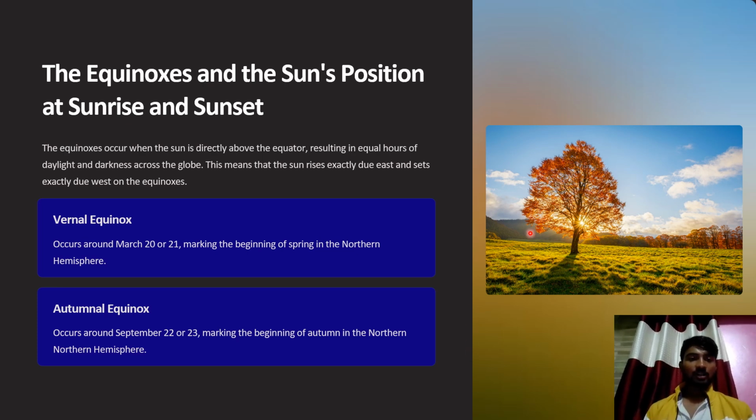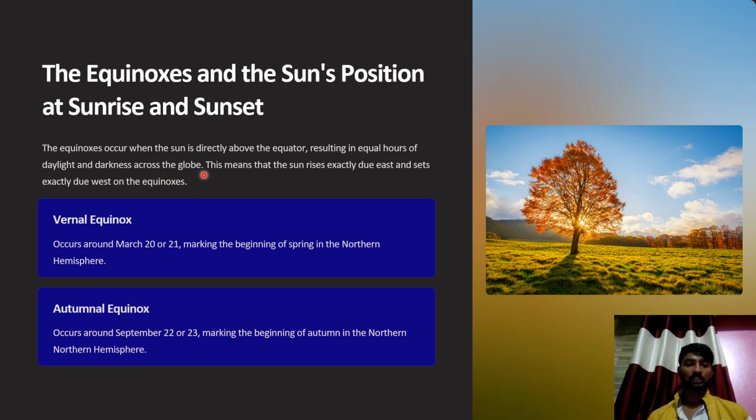The equinox and the sun's position at sunrise and sunset. The equinox occurs when the sun is directly above the equator, resulting in equal hours of daylight and darkness across the globe. This means the sun rises exactly due east and sets exactly due west on the equinox.